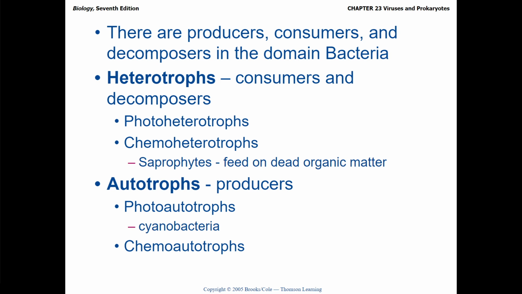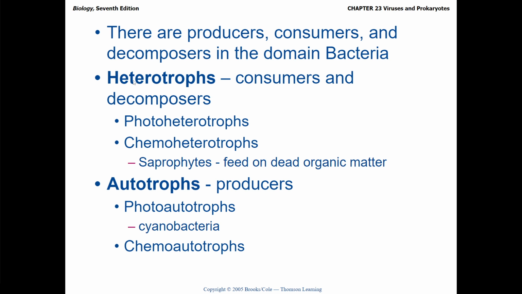Okay, for chapter 9, we've been talking about the three domains: domain bacteria, archaea, and eukarya. Let's now focus just a little bit more on domain bacteria. So there are producers, consumers, and decomposers in the domain bacteria. And what that means is that there are heterotrophs and autotrophs.